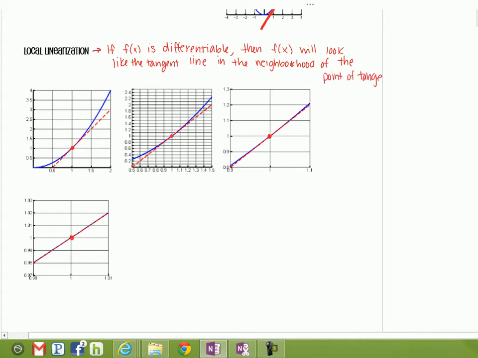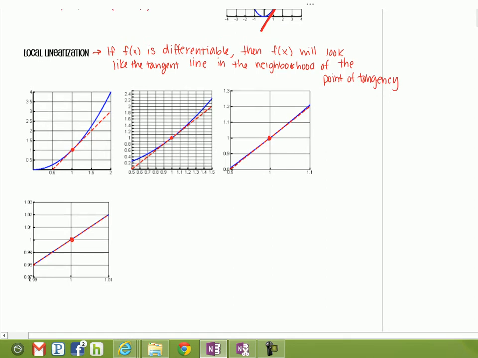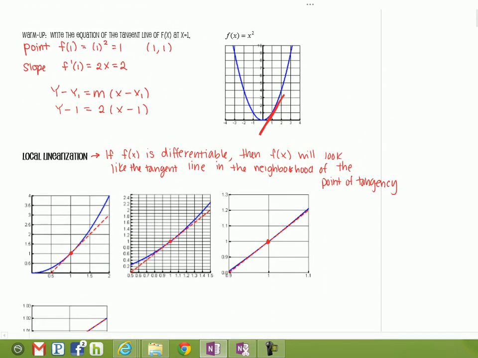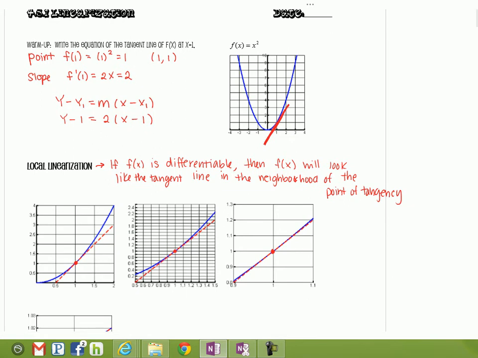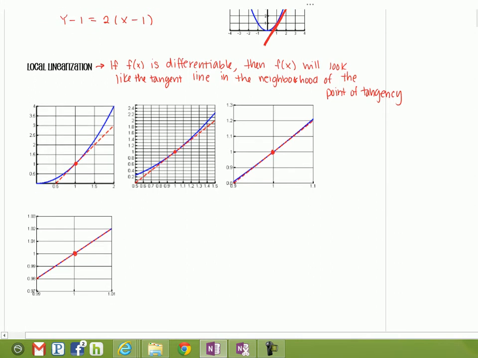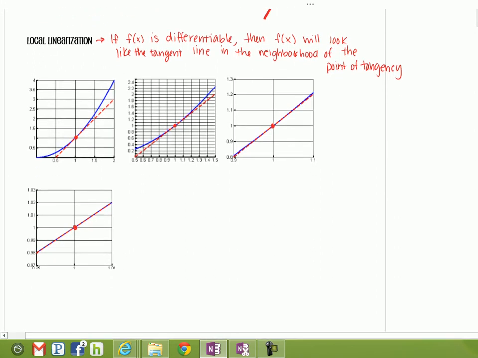And I actually have to say the point of tangency because let's look at the original graph. If I look at my tangent line and I start to extend my tangent line, you'll start to notice that the curve and the tangent line get further and further apart. But the closer I get to the point of tangency, which are the 4 that are down here, those end up looking just like the tangent line.